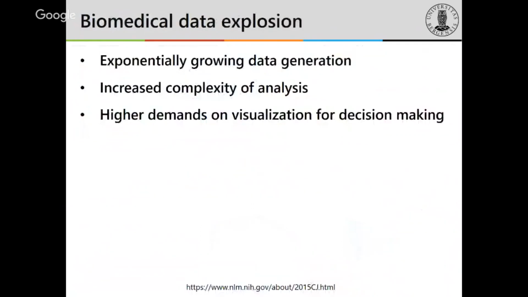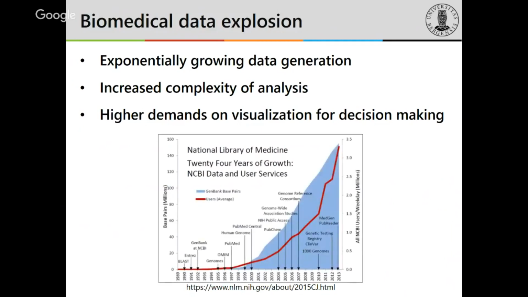And when you're looking at the field of medicine, in recent years, there's been an exponential growth in the amount of data that's being generated. And this also leads to an increased complexity in the analysis. So the more data you have, the more difficult it will become to analyze it. And this places then higher demands on visualization to make decisions. And here's an example also of this exponential growth in gene data, which I know that your group is working on a lot.